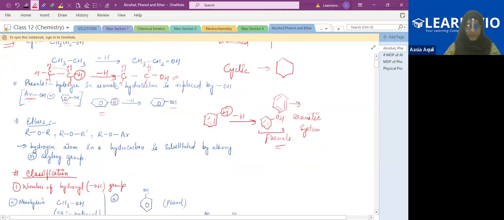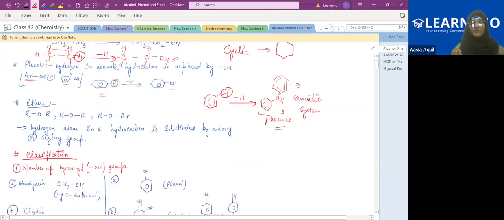Third one. Now ethers. What do you mean by ethers? Ethers are again a very simple compound. The hydrogen atom in a hydrocarbon is substituted by an alkoxy group, or any aryloxy group. Now, what is alkoxy group and what is aryloxy group? I will let you know. So see, what is alkoxy group? Suppose we have a hydrocarbon, CH3, again this.